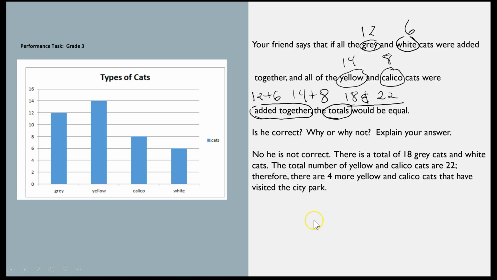Now I need to compare 18 and 22. Are they equal? No. The answer should read, my friend is not correct. There is a total of 18 gray and white cats. The total number of yellow and calico cats is 22. Therefore, there are 4 more yellow and calico cats that have visited the city park.